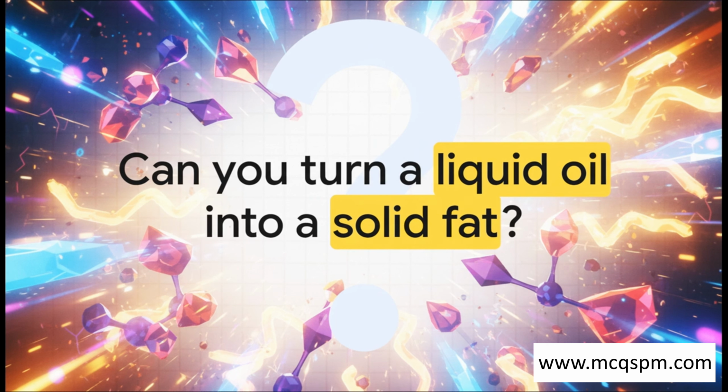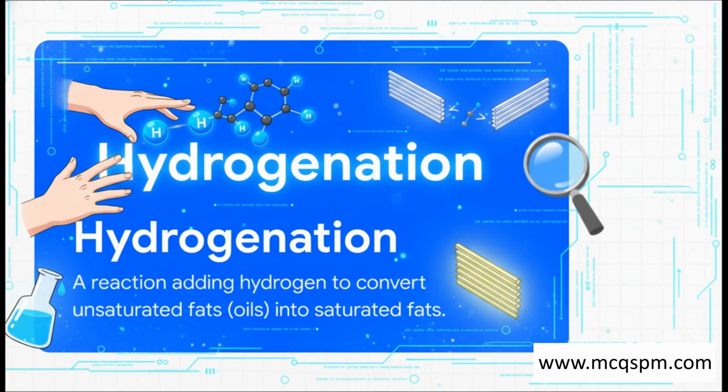Well, the answer is a big yes, and the process is called hydrogenation. It's exactly what it sounds like. We literally add hydrogen to those double bonds. That breaks the kink and makes the molecule straight again. So our messy cooked spaghetti is now straight, uncooked spaghetti, and it can pack together tightly. The liquid oil becomes a solid fat. This isn't just theory, by the way. This is exactly how margarine is made from vegetable oil.